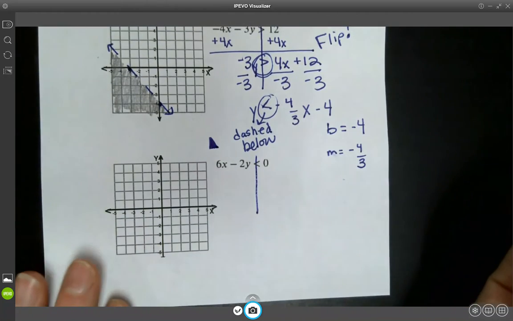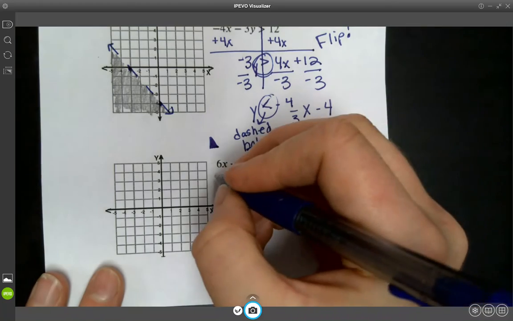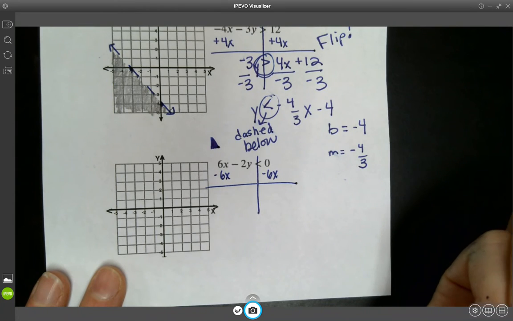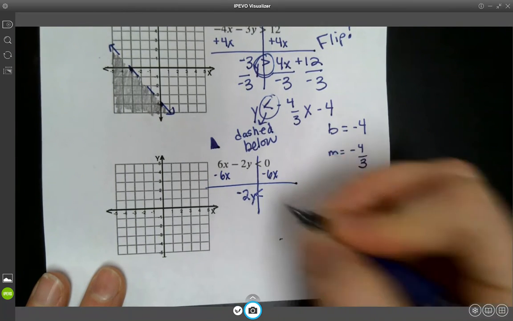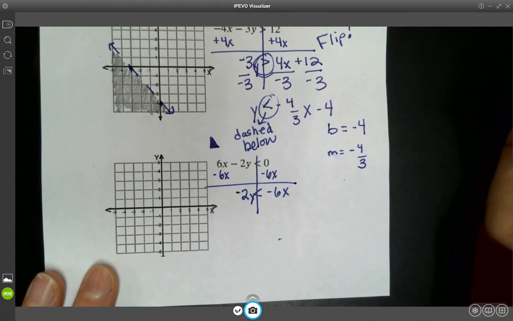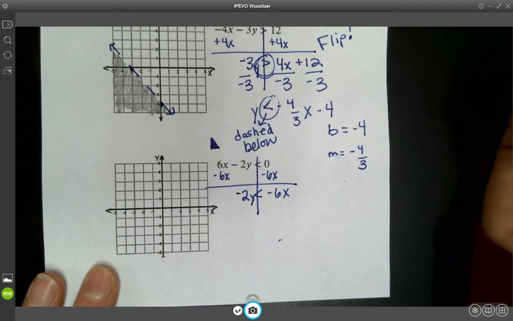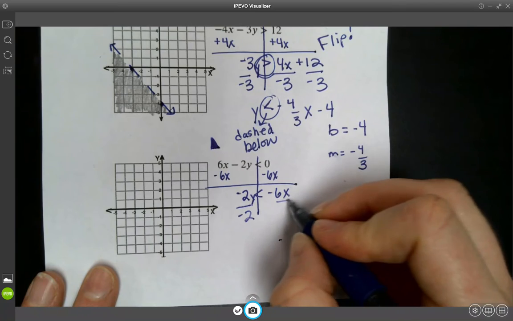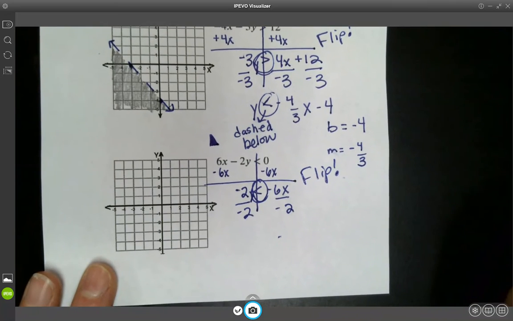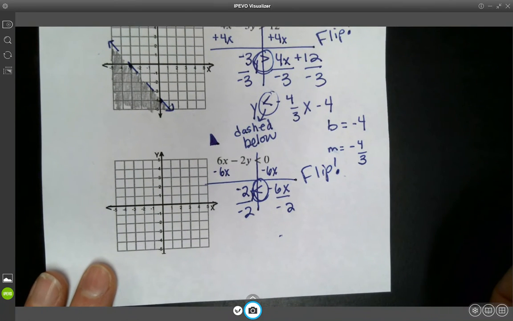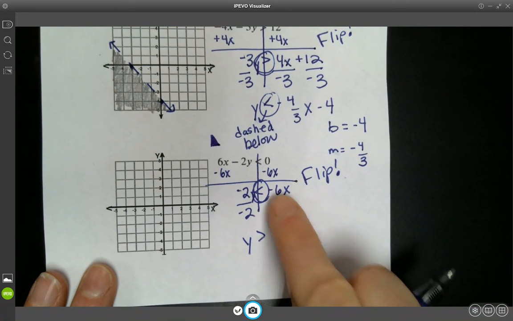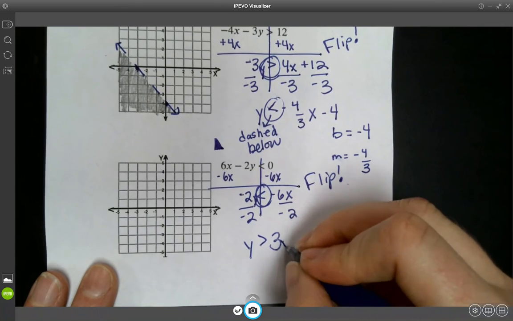Draw your line down your inequality symbol. We're going to move x over. Okay, so 0 can just be left off. I don't have to put +0 or anything like that. I can leave it off because 0 doesn't change it. Then divide by -2. Whenever I do that, I can't forget to flip it. So y is now greater than -6 over -2. Yep, 3x.